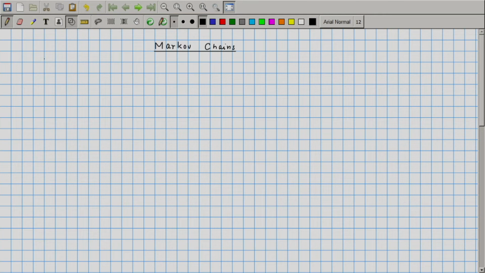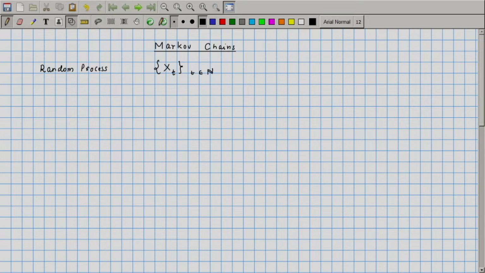Today's lecture, we will learn about Markov chains. So, what are Markov chains? It's a special kind of random process. By a random process, what we mean is a sequence of random variables indexed by some parameter. Here, for Markov chains, we will assume that the index belongs to the set of natural numbers.